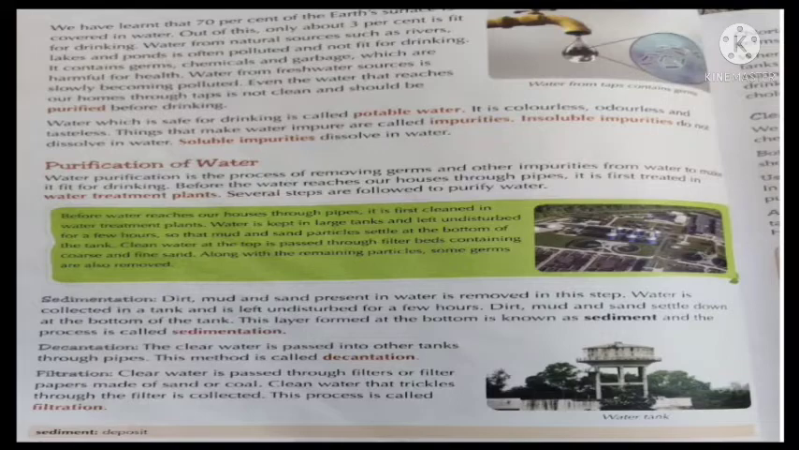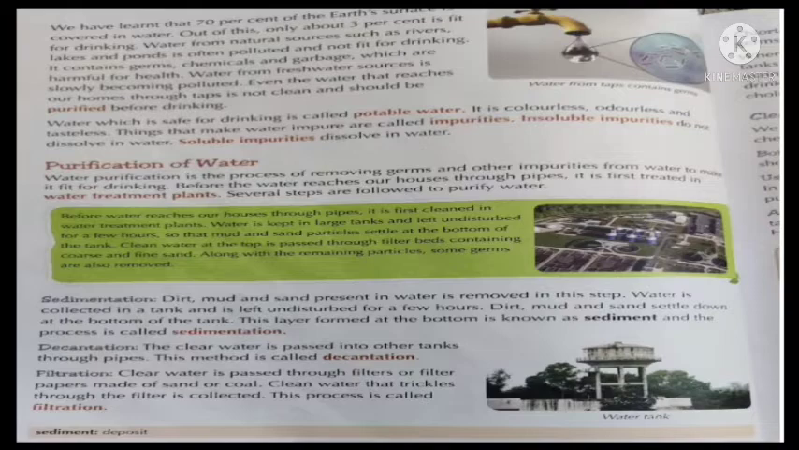So even the water that reaches our homes through taps is also not clean and should be purified before drinking. So how is this purification process done? Water purification is a process of removing germs and other impurities present in the water to make it fit for drinking. Before the water reaches our houses through pipes, it is first treated in water treatment plants. Several steps are followed to purify the water.